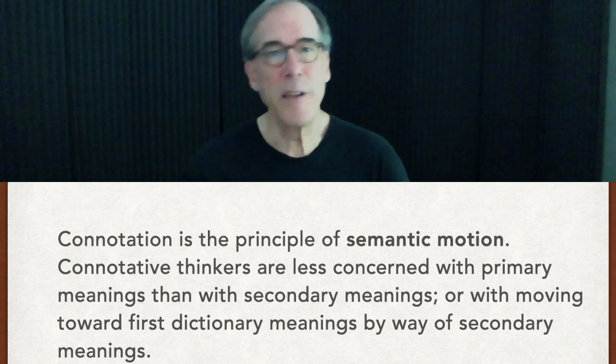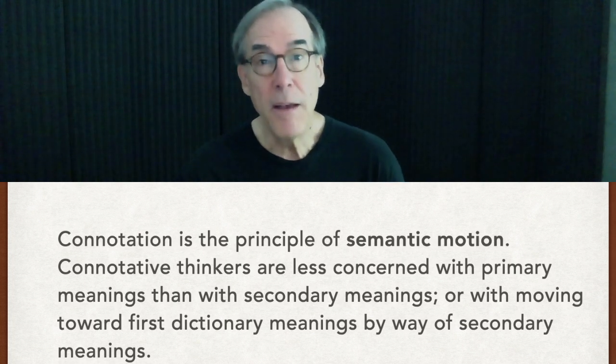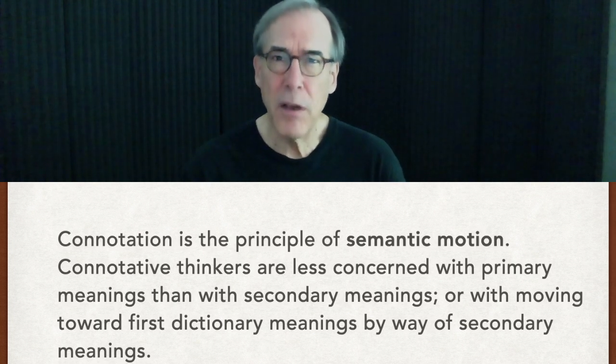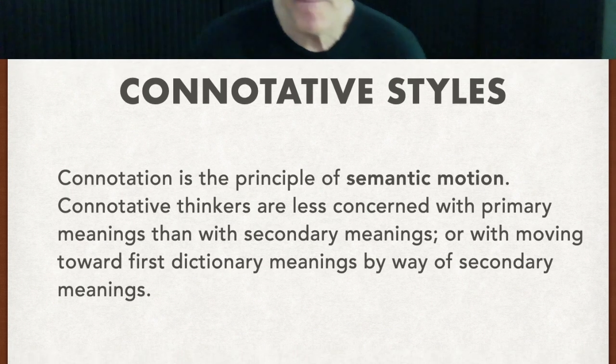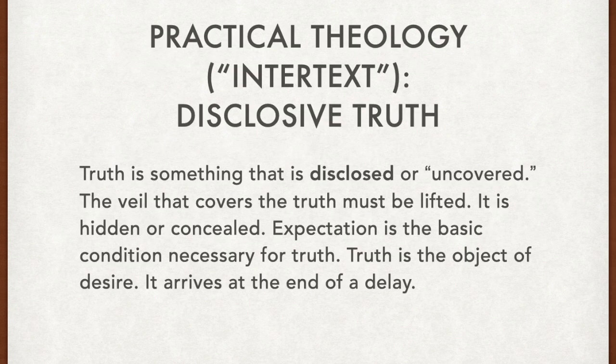So what the preacher in a connotative style is talking about, theme, message, ideas, is more ambiguous. It's handled in a way that's a bit more unsettled. So there are two connotative styles, artistic and conversational, and we'll get to those in just a minute. But as I said, each of these styles, connotative and denotative, supports an intertext of truth. And the connotative style supports an intertext of what I call disclosive truth.